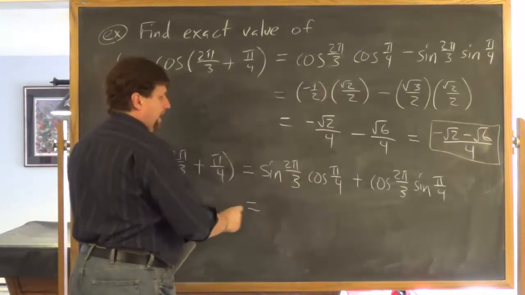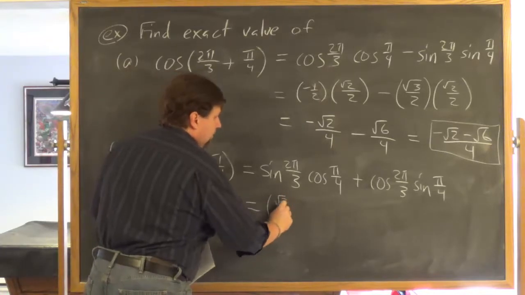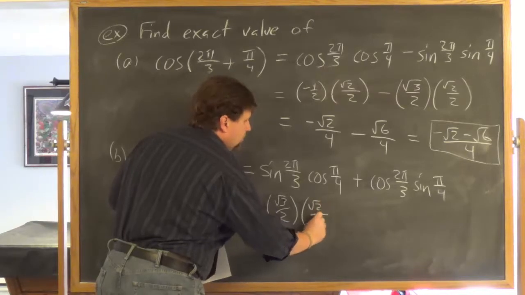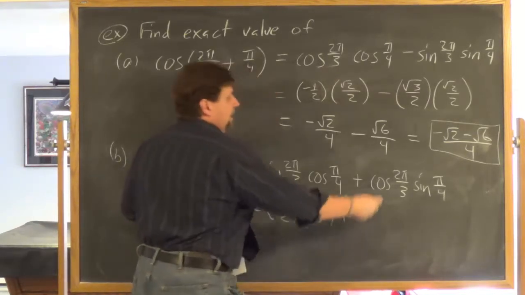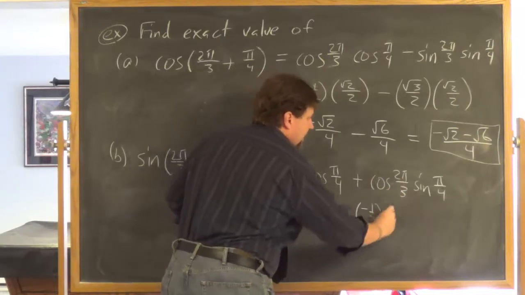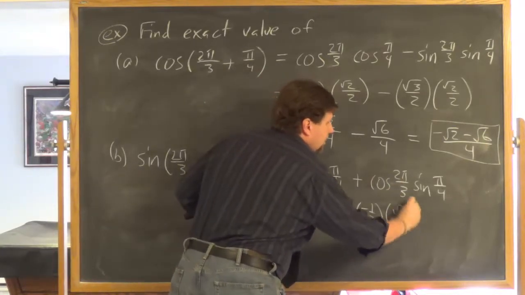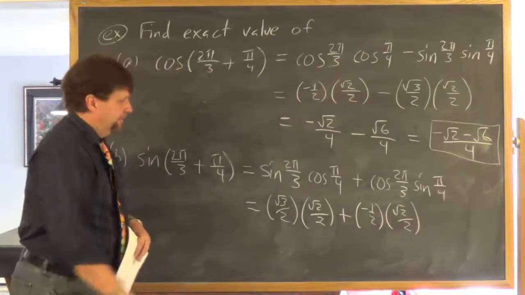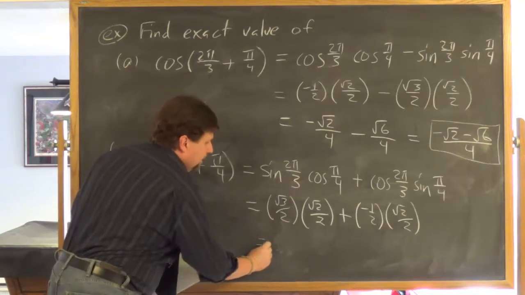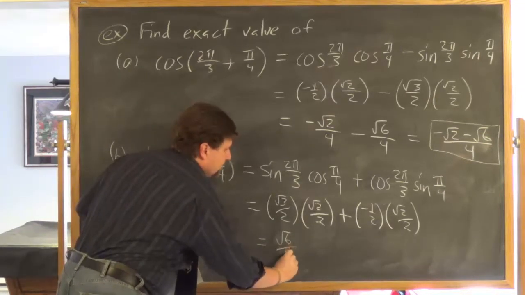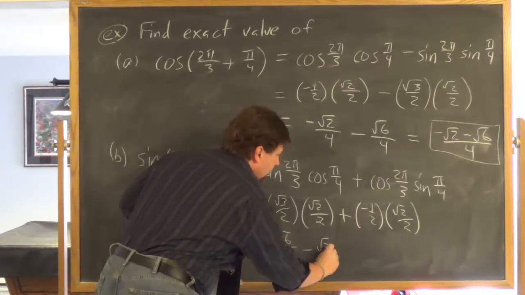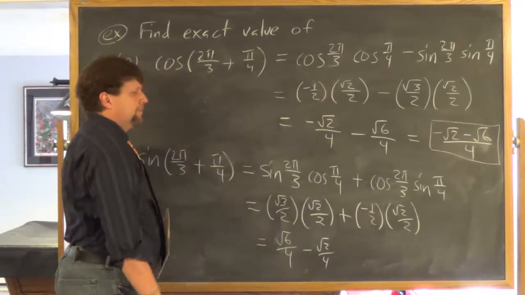You know the sine of 2 pi over 3. Well, that's square root 3 over 2. Cosine of pi over 4 is the square root 2 over 2. Cosine of 2 pi over 3 is negative 1/2. And the sine of pi over 4 is square root 2 over 2. And then just like I did up here in part A, multiply these fractions together and we get square root 6 over 4. That would be minus square root 2 over 4.